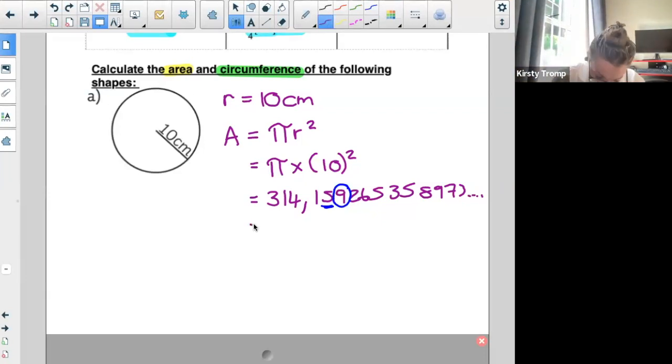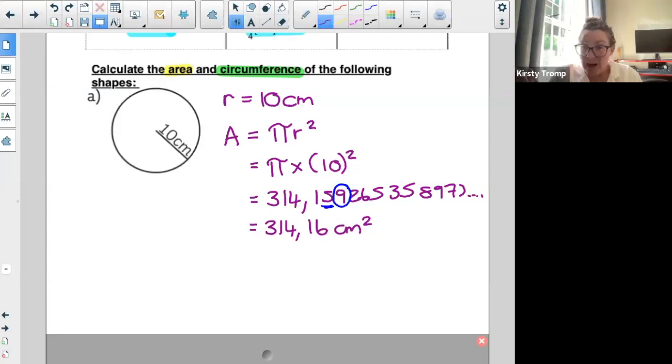So that means I'm going to have 314, and just like some of you have said in the chat, guys, comma 16 centimeters squared. Okay, so 314.16 centimeters squared. All right.